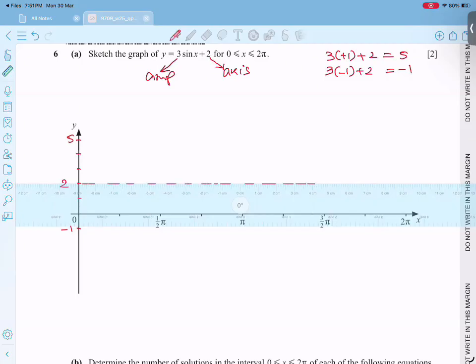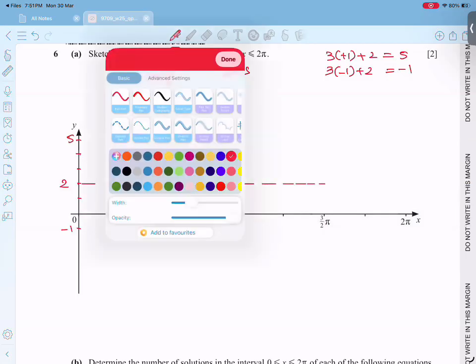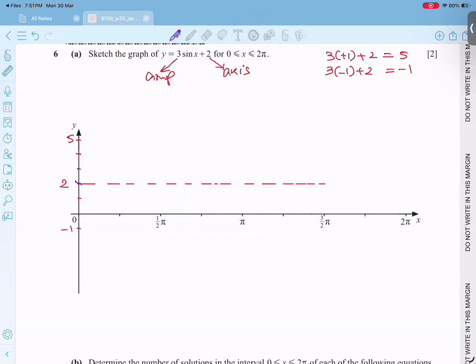This line is not compulsory to make, it is just made for your understanding. So let's try to do it. First I get 2 when I plug in 0 here. And when I plug in pi by 2 here, sine pi by 2 is 1, so 3 plus 2 is 5. So I get a 5.